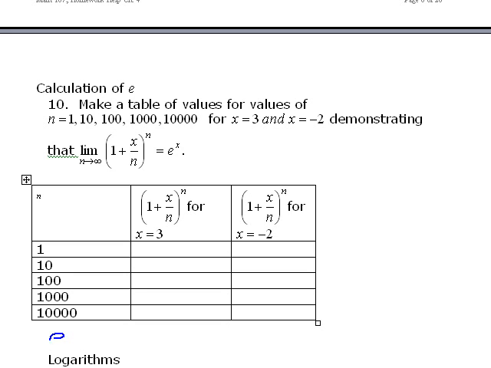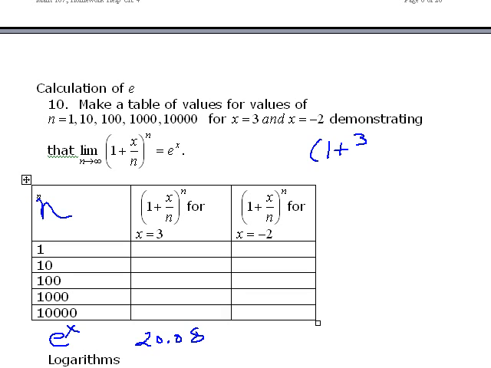Okay, I want to restore this. e to the x down here is 20.08. So here's how you follow these directions. First of all, in this case, I'm going to put a 3 for the x. So I've got 1 plus 3, and here's my value for n.